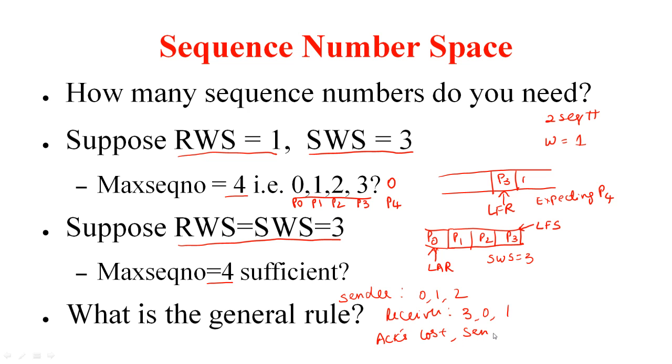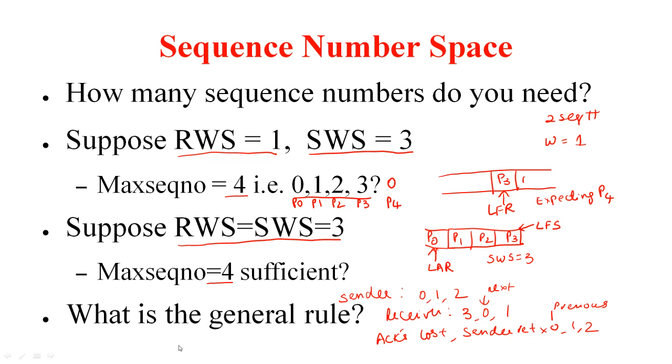So the sender is going to retransmit 0, 1 and 2. Now the receiver is expecting the next instance of 0. But now what it got was a previous instance of 0, and this is not okay. So this definitely is not sufficient.